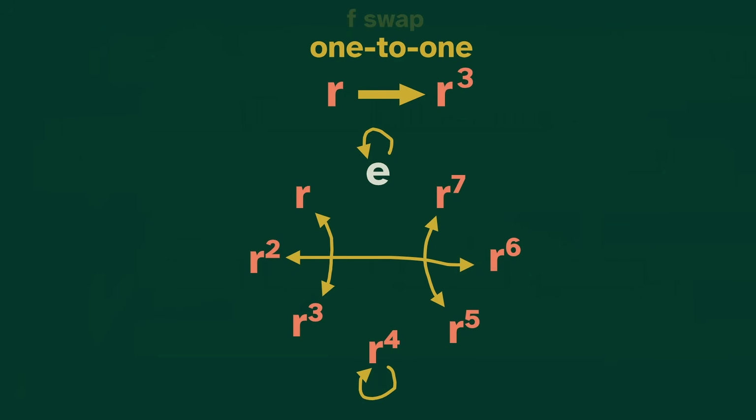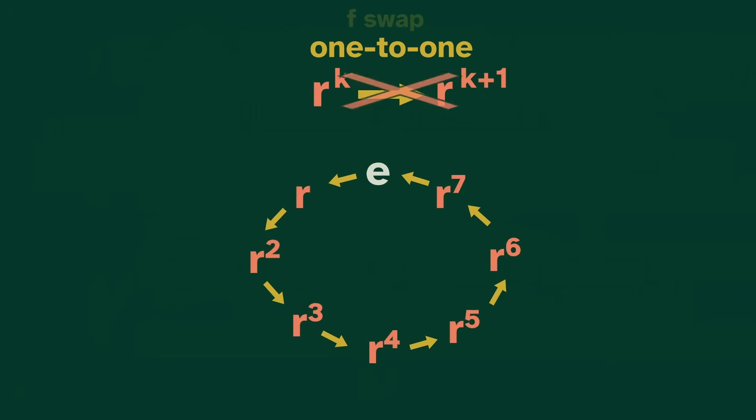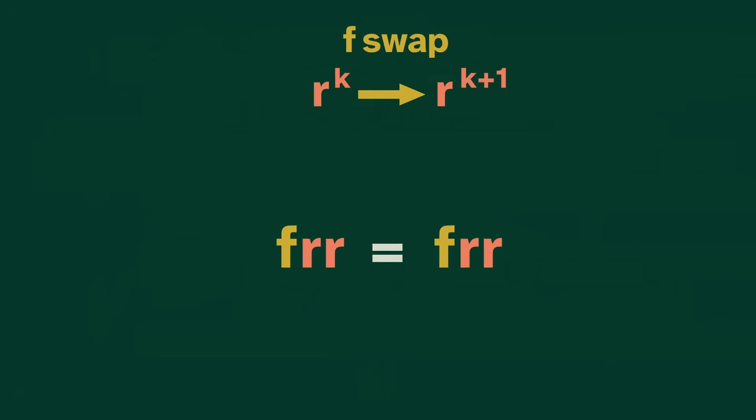But it's not just any 1-to-1 map. Is it an isomorphism? Don't spoil it! Let's say f adds 1 to the power of r. This is 1-to-1, but it doesn't work. Let's say we have FRR.